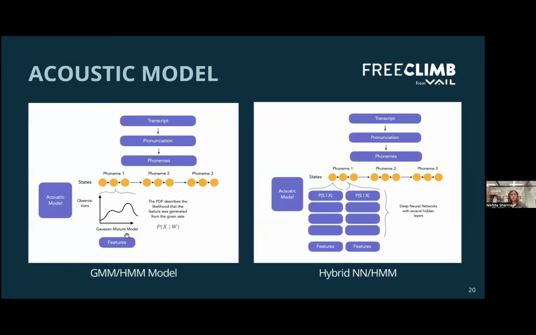So like I mentioned, you can do this through GMM, HMM modeling, or you could even do this through neural networks. There are different architectures for the acoustic model. Even in the hybrid neural network systems, you could have different layers. You can play around with a lot of parameters there to optimize it for your particular domain.